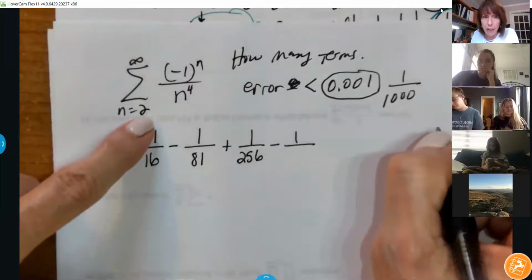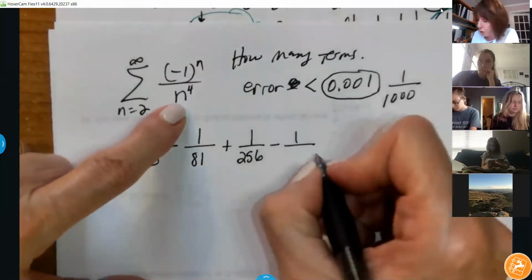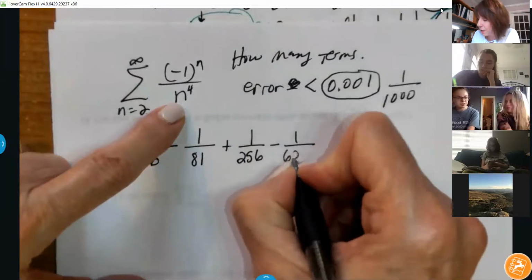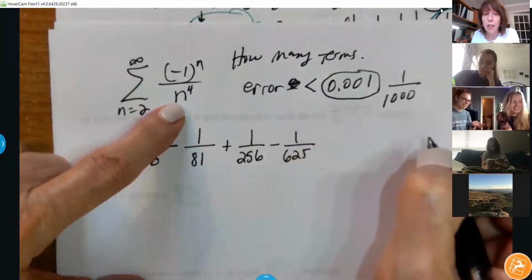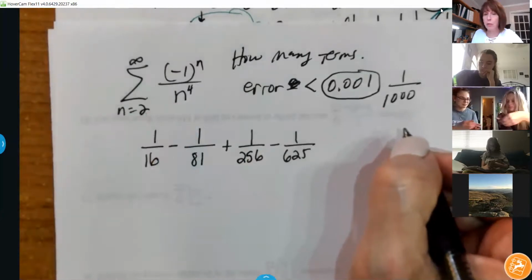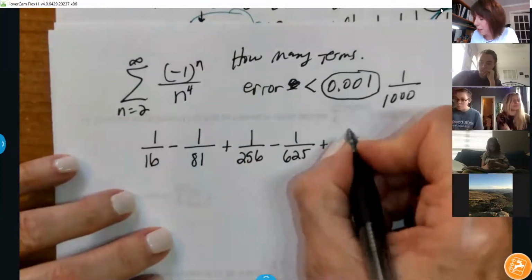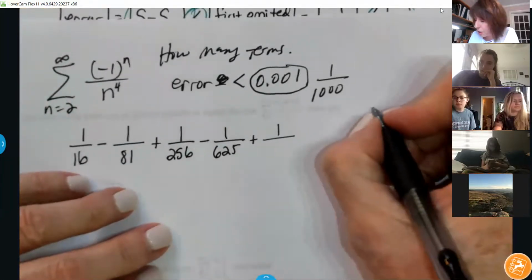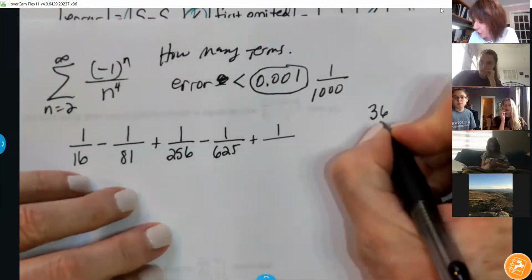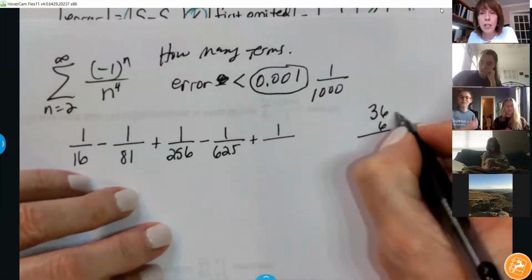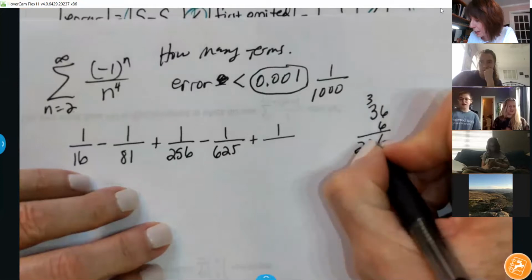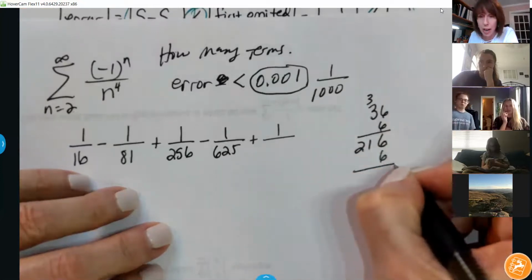If I put 5 in for n, I'll have 5 to the 4th. And 5 to the 4th is, I think, 625. So we're almost there. I think the next one will do it for us. The next one will be positive 1/6 to the 4th. I don't know what 6 to the 4th is, so I'm going to come off to the side and wish me luck here. So 6 squared is 36. 36, 18 plus 3, multiply by 6 one more time.